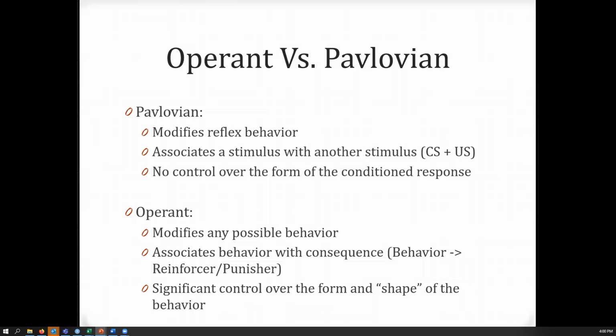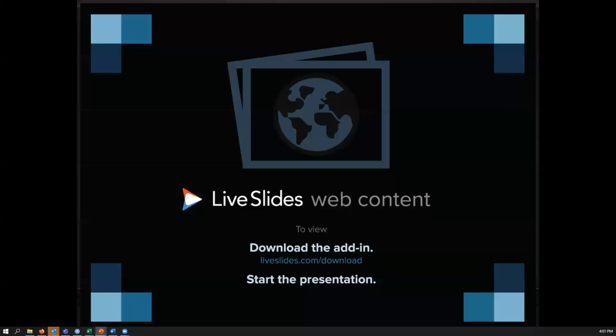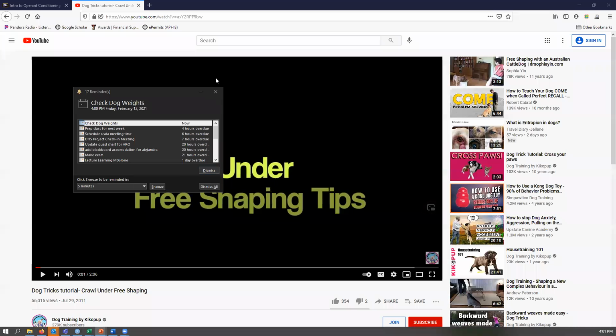And there's significant control over the form and shape of the behavior, meaning that you can not just train a dog to go through a door, but you can train them to go through a door a specific way, or however it is that you like. You have very strong control over each individual aspect of that behavior. All right, so let's go into a quick little video on shaping.